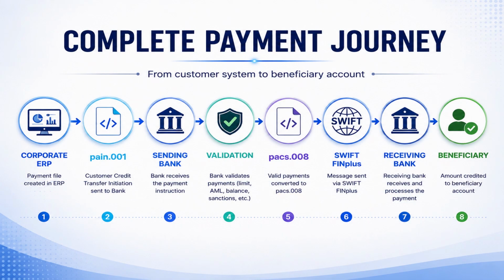Complete payment journey. Let's look at the complete payment lifecycle. The corporate ERP generates a pain.001 message. The bank receives it and performs multiple validation checks. If everything is correct, the bank transforms the customer instruction into a pacs.008 message. That pacs.008 travels through Swift FINplus to the receiving bank. Finally, the receiving bank credits the beneficiary account. This is the complete end-to-end ISO 20022 payment journey.